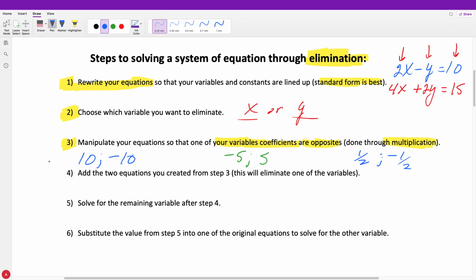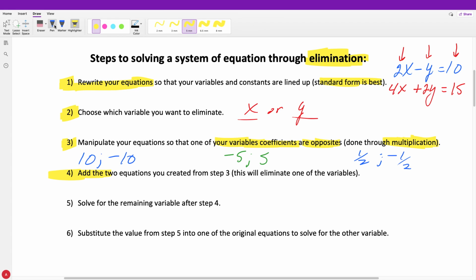Remember, opposite numbers are on the opposite side of 0 on our number line, but the same distance from 0. So it's just a positive and a negative of that number. A negative 10's opposite is positive 10, and so on. It's the same number, just different signs. And then after we manipulate through multiplication, and we're going to go through this, after we manipulate our equations so that we have opposite coefficients of one variable, we will add the two equations together.